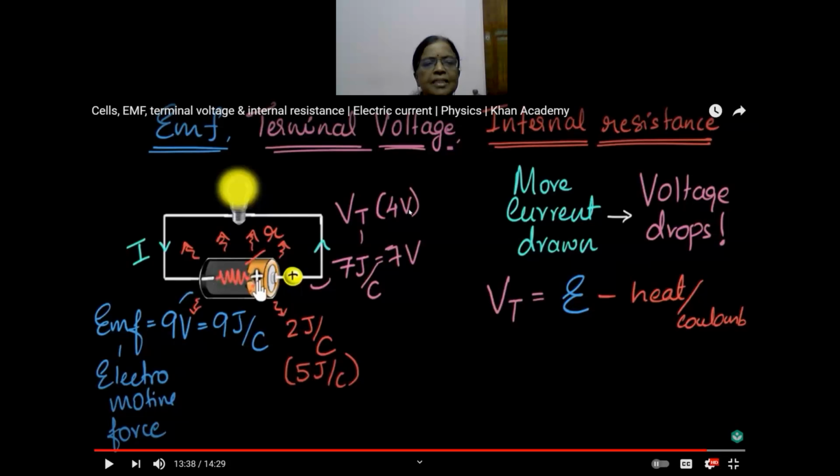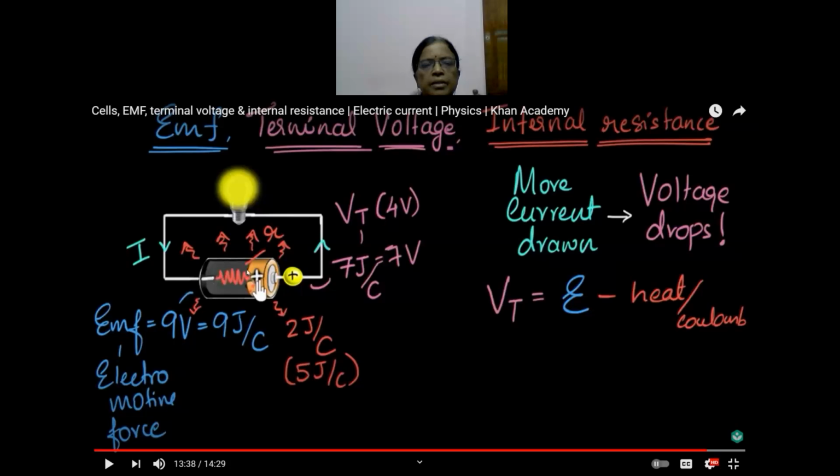So how much energy is lost? 9 minus 4, 5 volt is lost across this resistor. And that means voltage across the resistor, how much? I into small r. According to Ohm's law, what is the voltage across this internal resistance? Voltage V equal to IR. So the voltage across the internal resistance is I into r, where small r is the resistance of the cell.